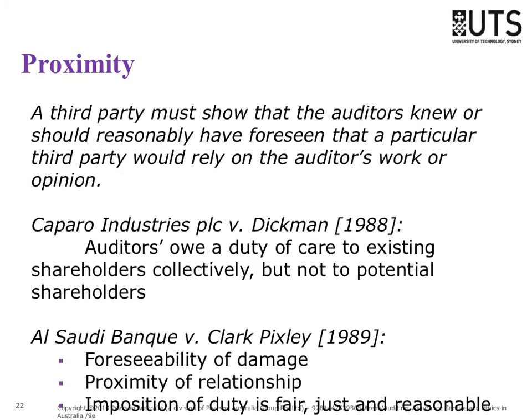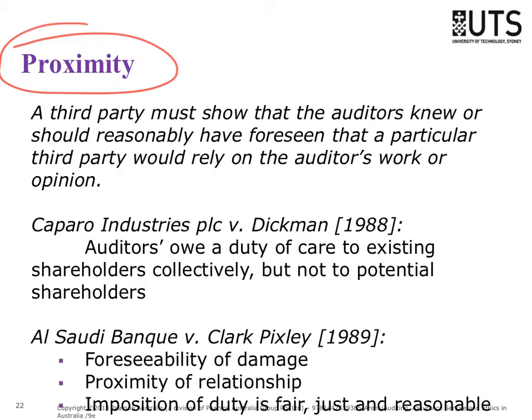So this is the key one. So you've got to have foreseeability, but one of the key items is the idea of proximity. And the idea of proximity is that the third party must show that the auditors knew or reasonably foresaw, that was the previous slide, that a particular party would rely on the auditor's work, and then there must be a real relationship. Okay, so there must be a real existing relationship between those parties.